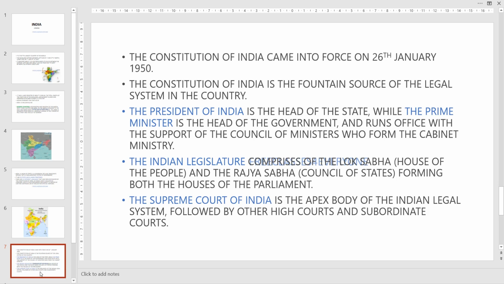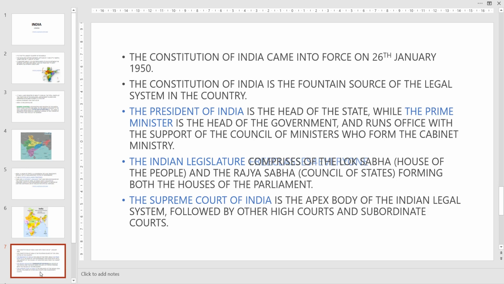Okay, the Prime Minister of the country will be running the office with the support of the Council of Ministers. These Council of Ministers will form the cabinet ministry. Okay, so when the Prime Minister has to take any decisions, he has to follow the advice of these Council of Ministers, and then only he can make any decision.